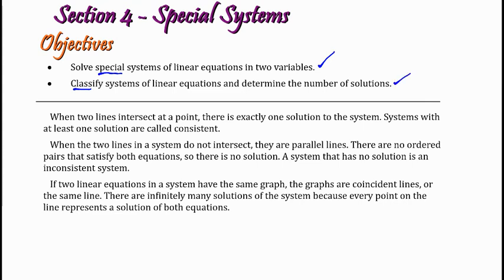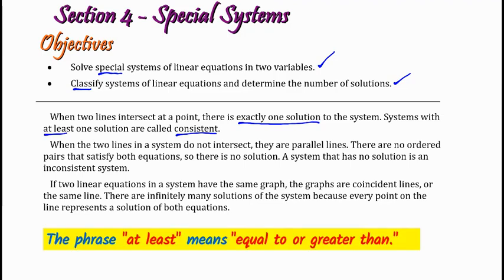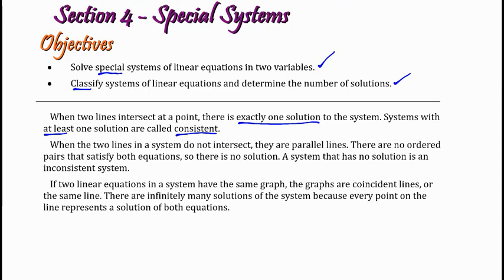When two lines intersect at a point, there is exactly one solution to that system. Systems with at least one solution are called consistent. Pay mind to the phrase "at least." That means more than one solution is also a consistent linear system.